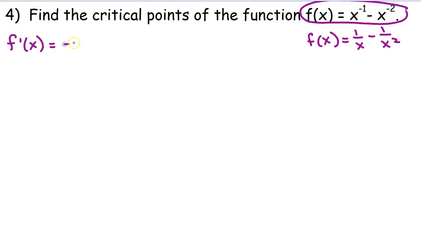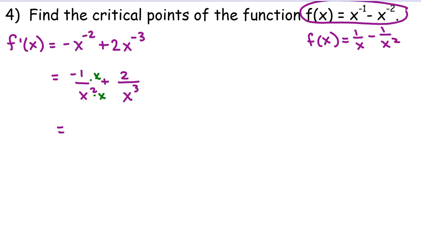So we get negative 1 times x to the negative second minus negative 2, so plus 2 times x to the negative third. Now let's change this back into more of a fraction form. So this is negative 1 over x squared plus 2 over x cubed. And then let's get a common denominator. So if we multiply the first fraction by x over x, we will have a common denominator of x cubed. So we have negative x over x cubed plus 2 over x cubed. So that could be thought of as 2 minus x over x cubed.